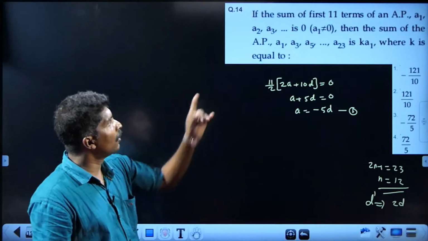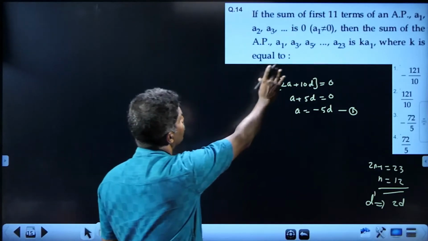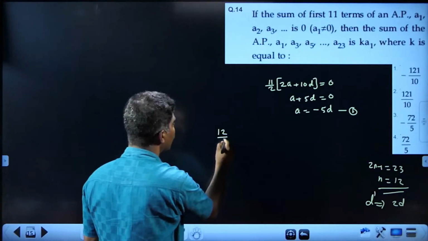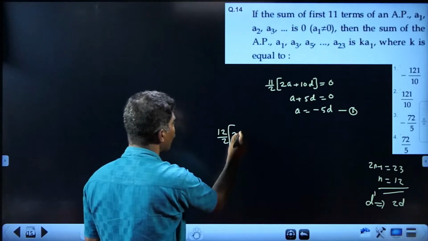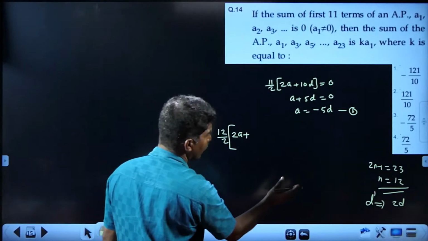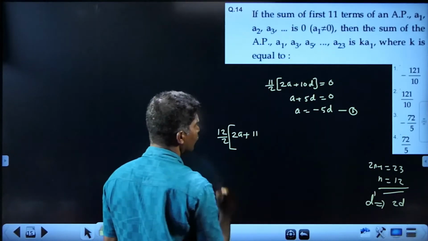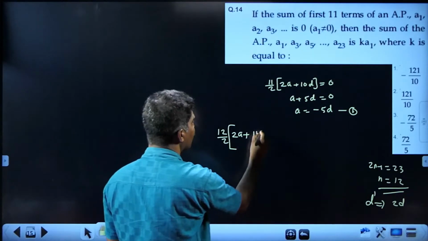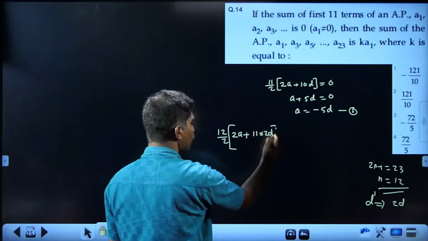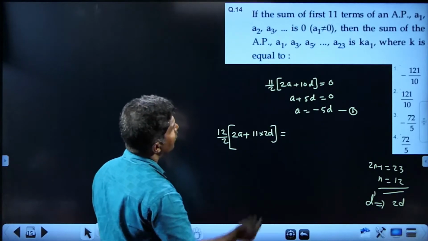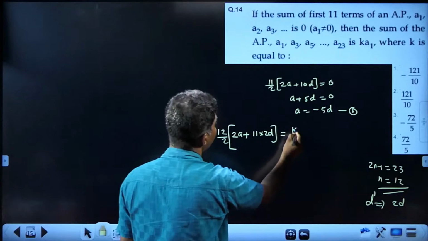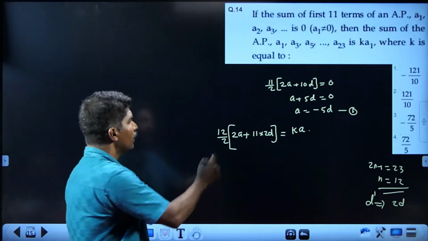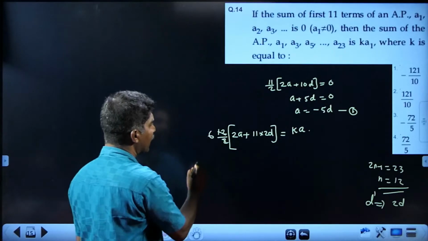Okay. So it is given that it's a sum. Number of terms is 12. So 12 divided by 2 into 2a plus n minus 1 times d. N minus 1 means 12 minus 1, that is 11. 11 into d, where d is nothing but 2d. That is equal to k into a1. A1 is nothing but your a. This is cancelled. You are getting 6.